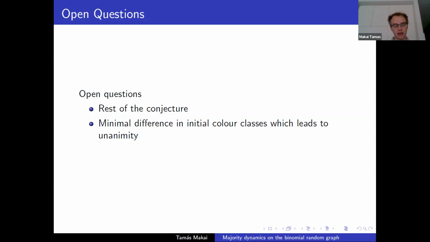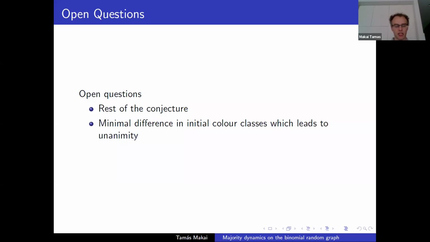And the second one is concerning the minimal difference between the initial color classes, which is needed to lead to unanimity with high probability. So in our proof, we're strongly relying on the fact that we have two color classes at the beginning, and one is larger than the other by an additional, so one contains root n vertices more than the other. Can this root n term be decreased?